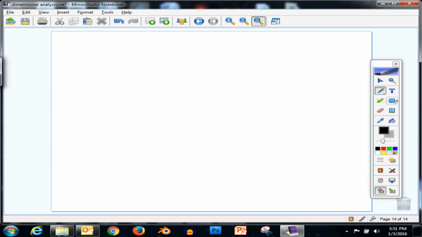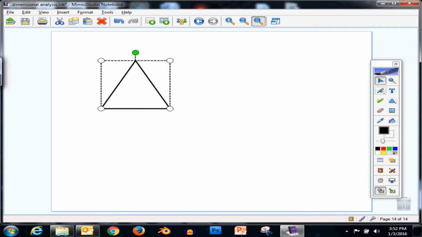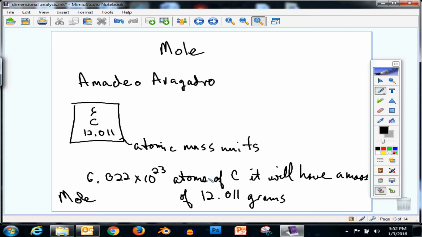So the easiest way to really keep this straight in your mind is to do what I call the triangle method. We're going to take a triangle, and it's called the mole triangle. It's just a simple way of remembering how these three different units work, because it's the same quantity. If I have 12 grams of carbon in front of me, it's going to be a certain size.